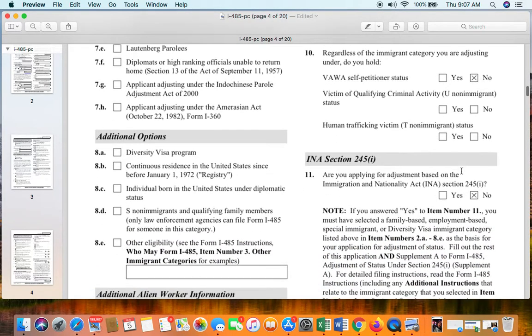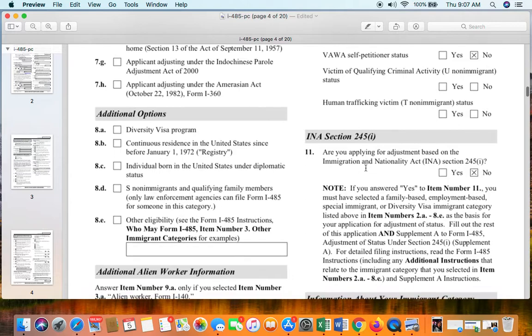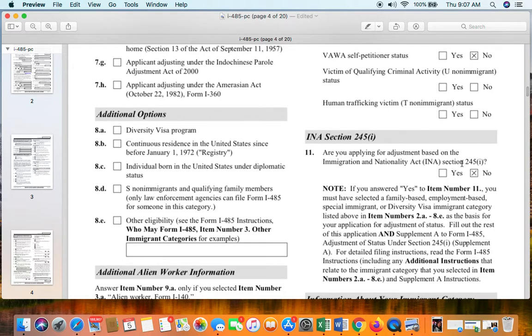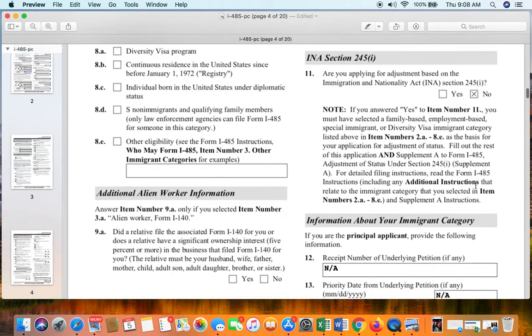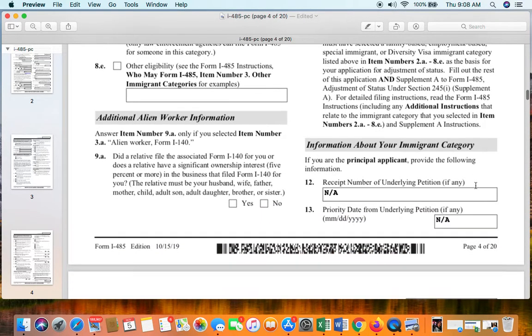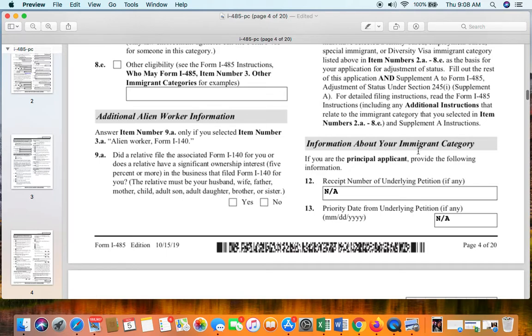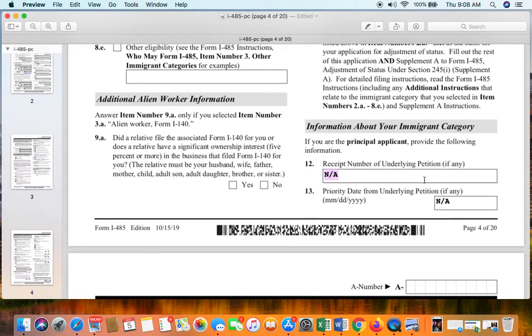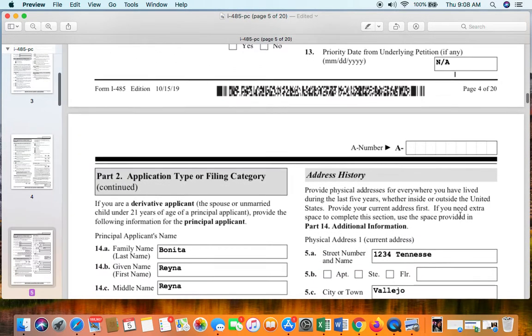Just leave it blank. In Section 245(i), are you applying for adjustment based on the Immigration and Nationality Act Section 245(i)? So you can just put no in this section because this is not applicable for your derivative applicant or your K2. So, information about your immigrant category. If you are the principal applicant, and I was the principal, provide the following information: receipt number, underlying petition. So this is not applicable for me, so I'm just going to put an NA in it.